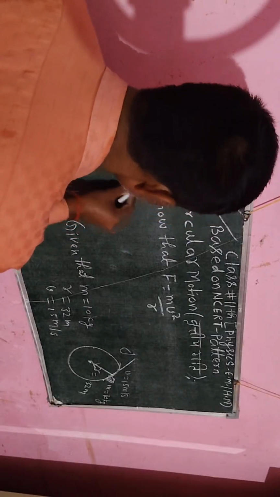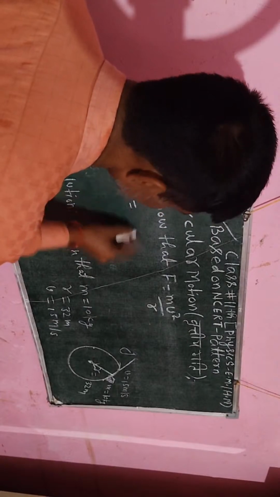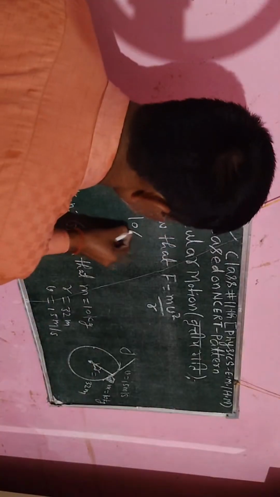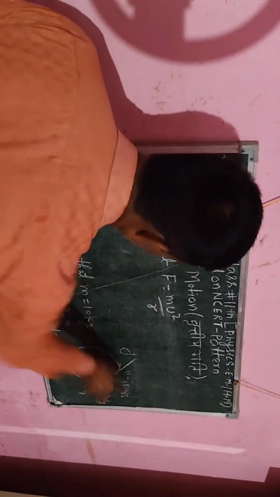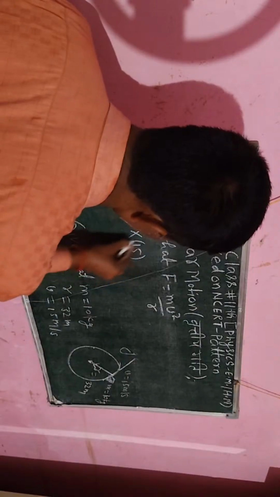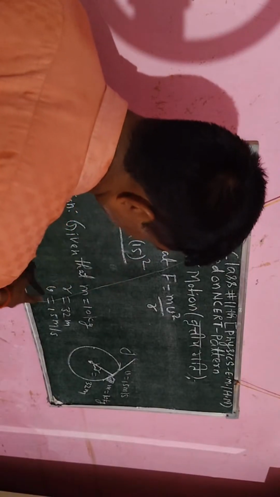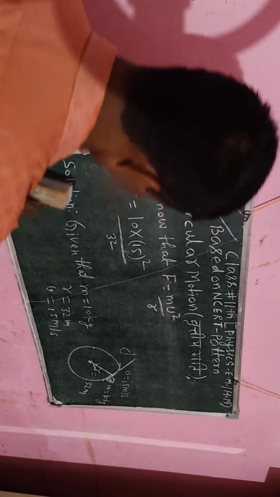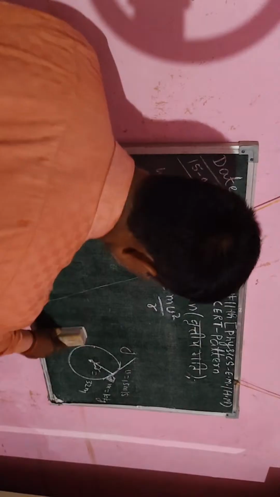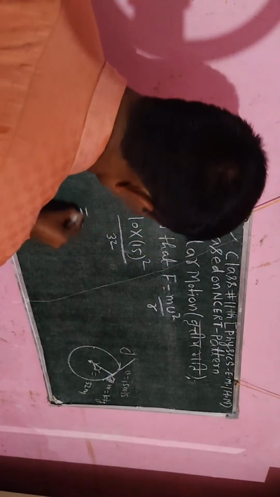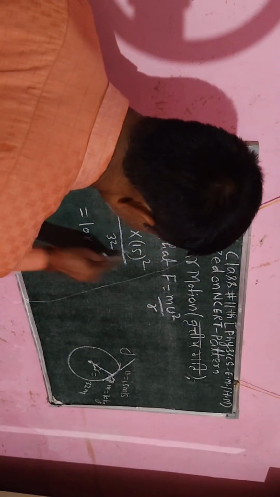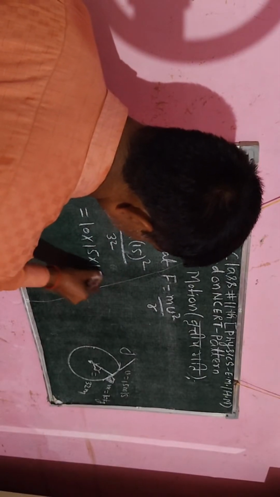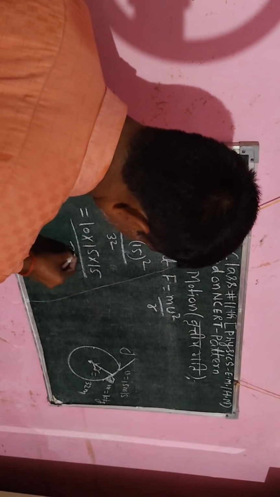Here on the left hand side I have to write F, in the place of m I have to put 10, and then in the place of v I have to put 15 whole square divided by the value of r, that is 32. I will erase the extra data, and after erasing I will simplify. So 10 into 15 into 15 divided by 32.